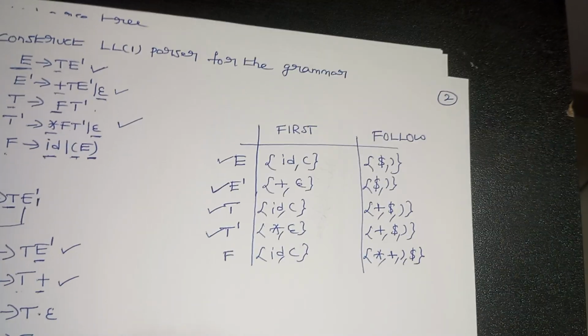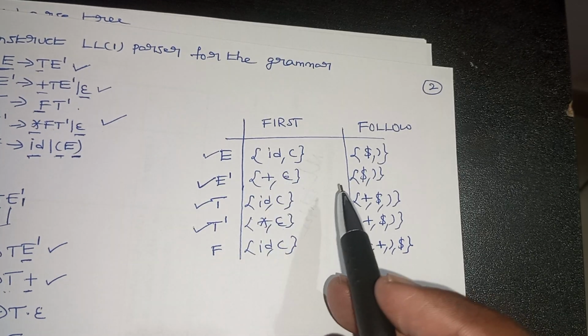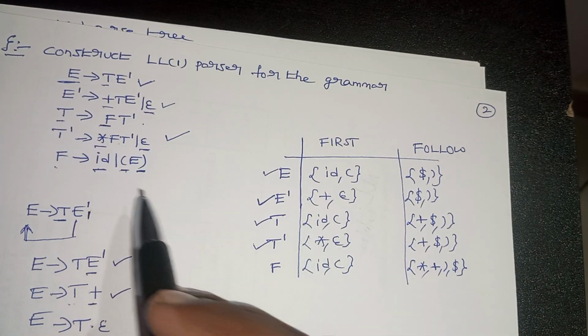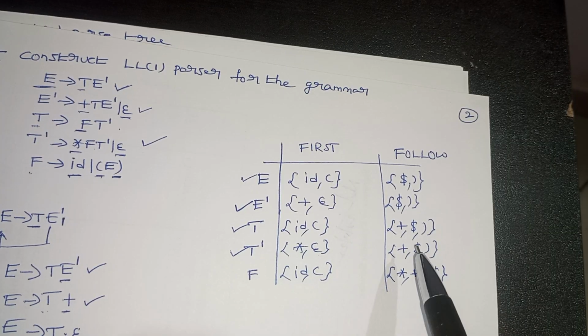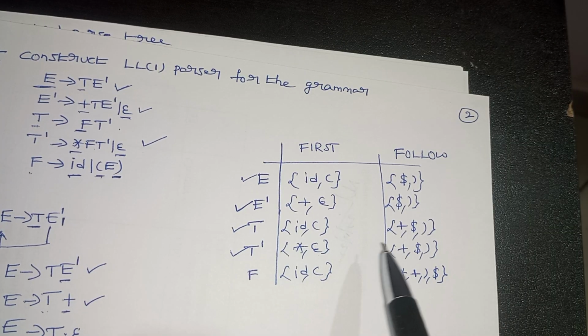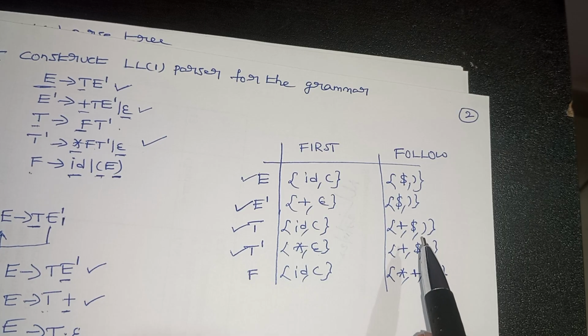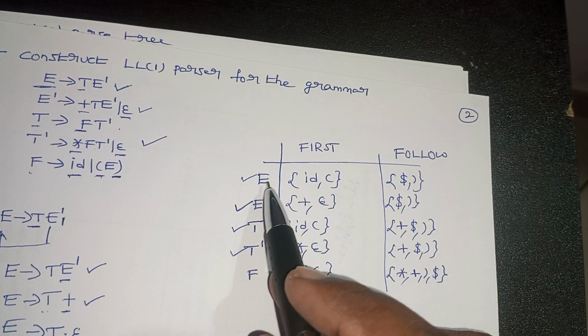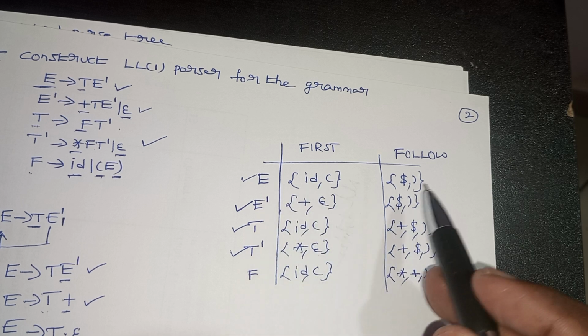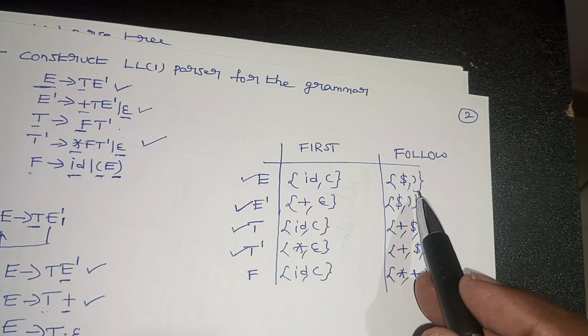So this is about the first and follow for the given grammar. This is the first, this is the follow, and one more thing you have to keep note of: in the follow don't write epsilon. That is one note you have to take. What is the second note? Whatever the start symbol is, in its follow you write dollar.